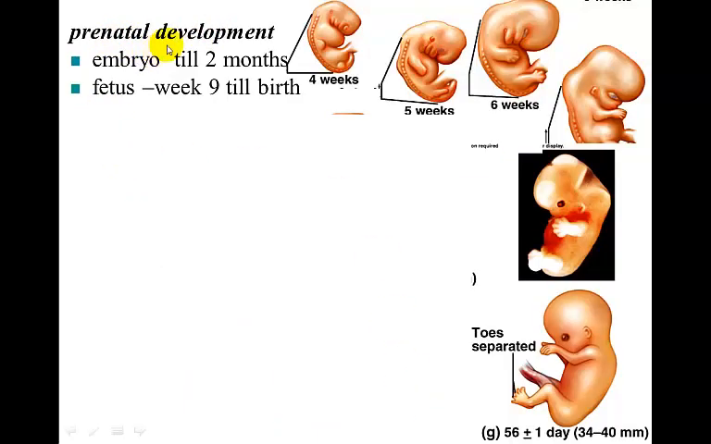Prenatal development is the development of the embryo till 2 months, and fetus from week 9 till birth. That's prenatal, before birth. And here we again see some images, 4 weeks, 5 weeks, 6 weeks. We see such rapid development. This is day 56. This is not even 2 months after conception.